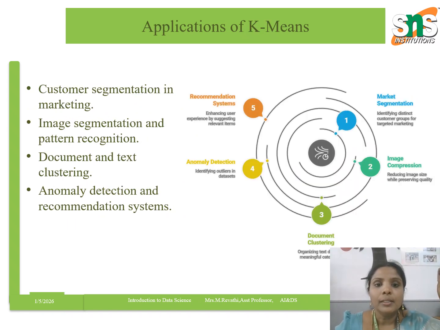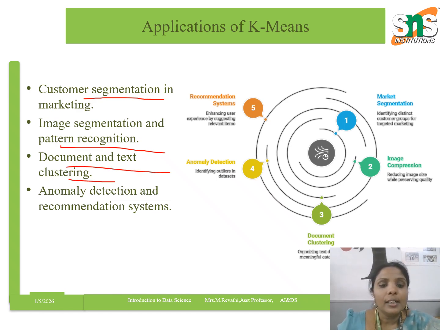Now, the applications of K-means in real-world scenarios. We use K-means in marketing, where it helps segment customers. In image processing, it is used for image segmentation. In text mining, documents are grouped by topics. It's also used in anomaly detection and recommendation systems. So: customer segmentation in marketing, pattern recognition and image segmentation, document text clustering, anomaly detection, and recommendation systems. These are the applications we use in real-world scenarios.